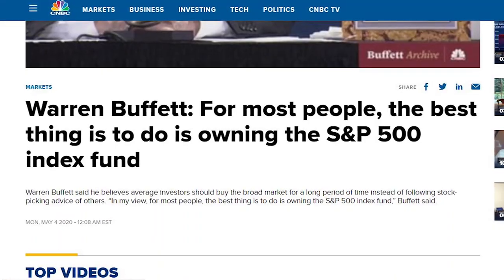Jokes aside, Warren Buffett has been telling us to invest in index funds, and for most people, that's the best thing to do.